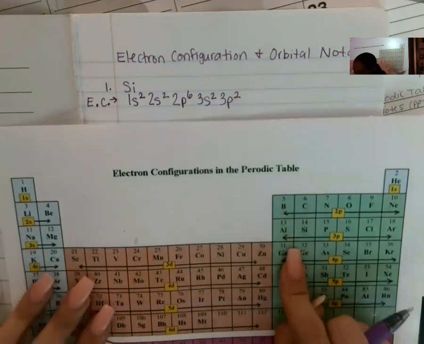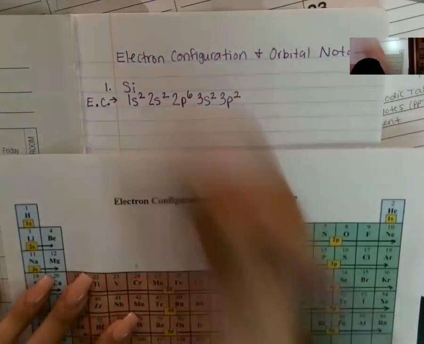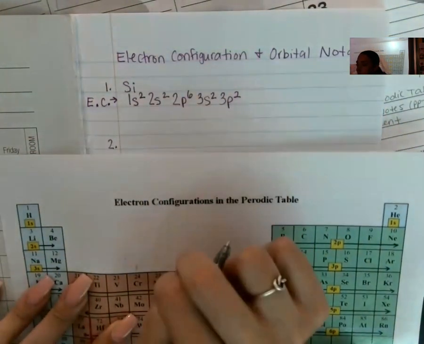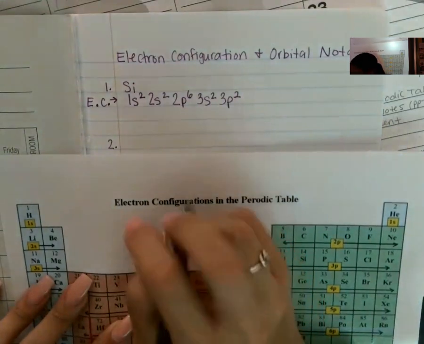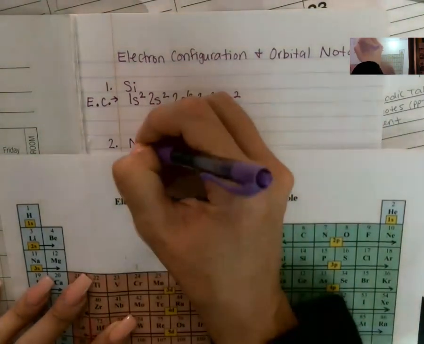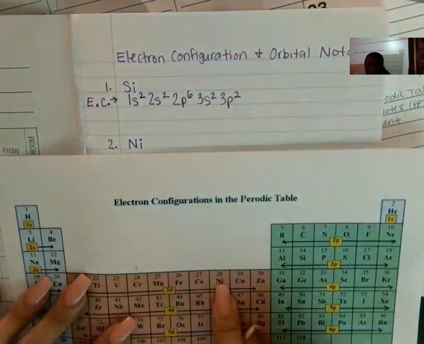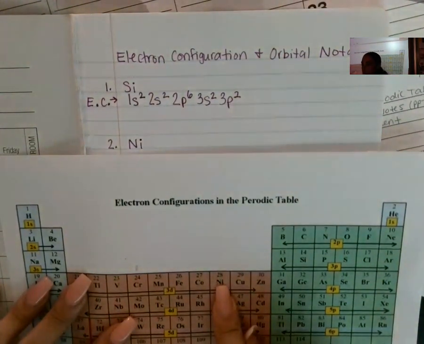Okay, skip like 2 lines and then let's do another example. We're going to go back up and fill in something here, so you want to skip some space. And we're going to do nickel. Nickel is number 28.